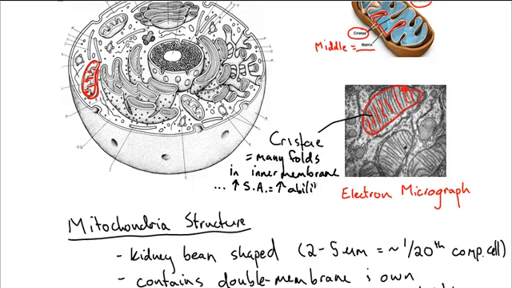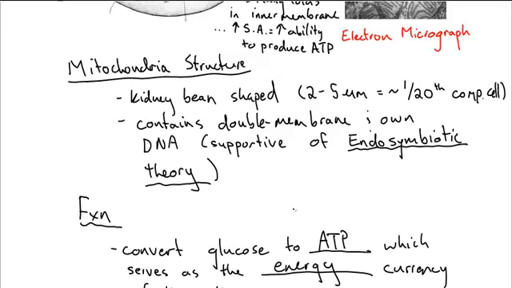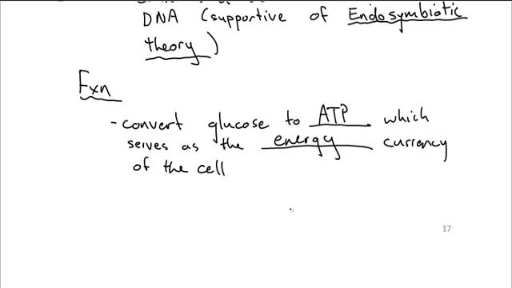which increases ability to produce ATP, because it's actually quite a complex process to produce ATP, and many of the enzymes are located on the cristae membrane. And the more membrane you can have, the more enzymes you can have, the more enzymes you can have, the more ATP you can produce. Okay, so that is the function.